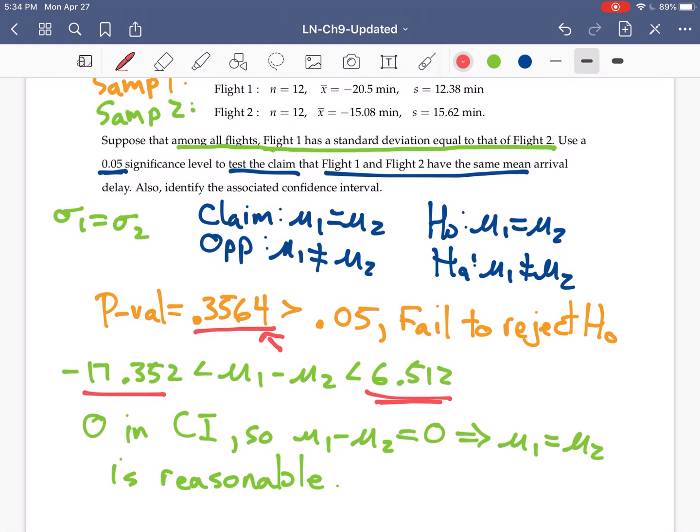All right, next time we're going to take a look at how we deal with means when, instead of having independent samples, we have matched pairs. We'll see you there.